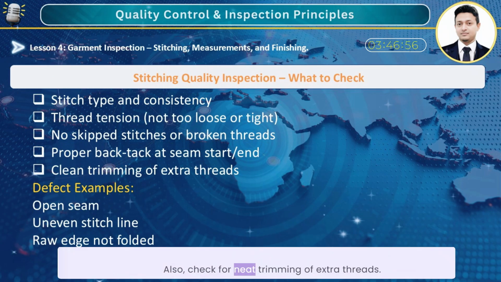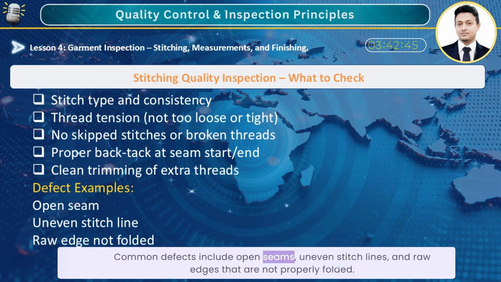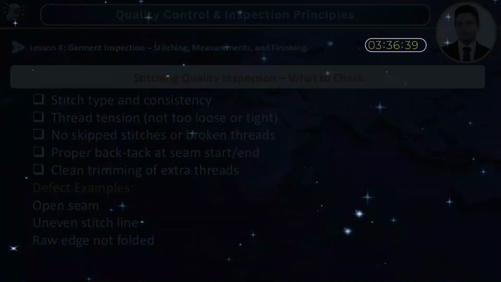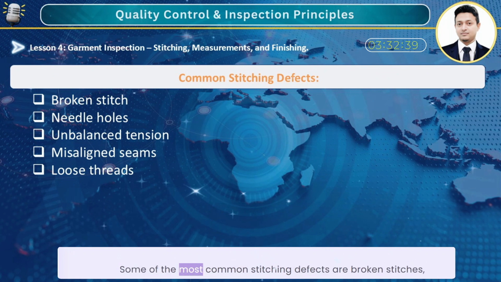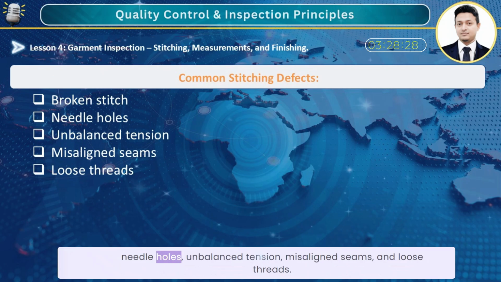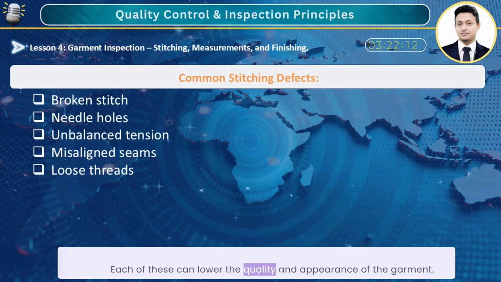Also, check for neat trimming of extra threads. Common defects include open seams, uneven stitch lines, and raw edges that are not properly folded. Common stitching defects. Some of the most common stitching defects are broken stitches, needle holes, unbalanced tension, misaligned seams, and loose threads. Each of these can lower the quality and appearance of the garment.